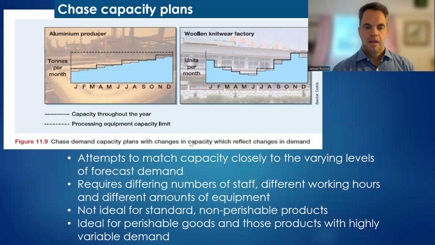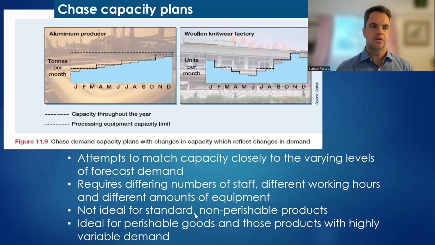All right. The other thing that we can do is use a chase capacity plan. So a chase capacity plan is you're trying to match capacity or production, the amount that you make, closely to the varying levels of forecasted demand. It requires different numbers of staff, working hours, and different amounts of equipment. It's not ideal for standard non-perishable products. It's ideal for perishable goods and those products with highly variable demand, okay?